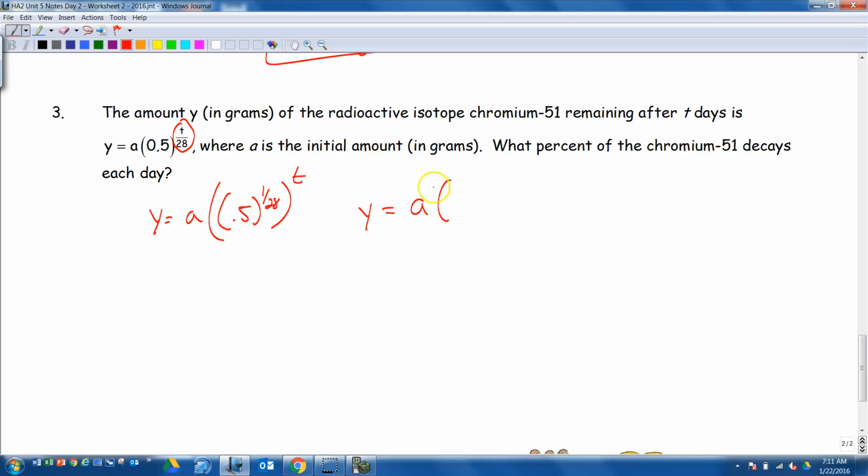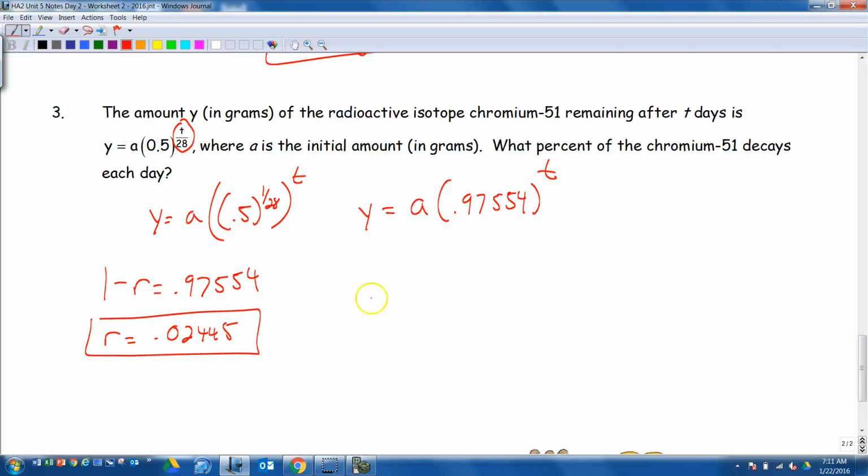Well, if you type that into your calculator, you get 0.97554. So that would be the decay factor. That is not the percent it decreases, though. That would be a lot. Remember, we have to set that equal to 1 minus r is equal to 0.97554. So that means that our rate is equal to 0.02445. Okay, so this is what r is, which means that it decays by 2.445% each day.